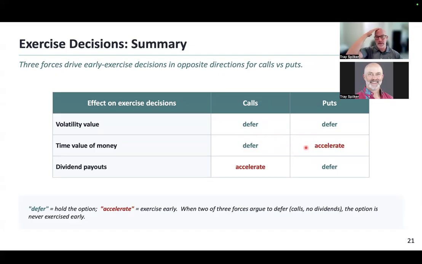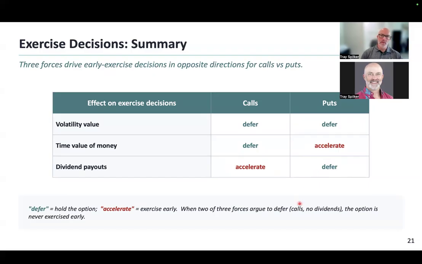The time value collapses pretty quickly, particularly if it's deep in the money, so we might accelerate our decision to exercise that put option. And last but not least, for call options, if it's dividend paying, we would accelerate our decision to exercise. For put options, if it's dividend paying, that has a downward drag on the stock price, therefore making puts more valuable. So we would defer early exercise for a put option on a dividend paying stock.